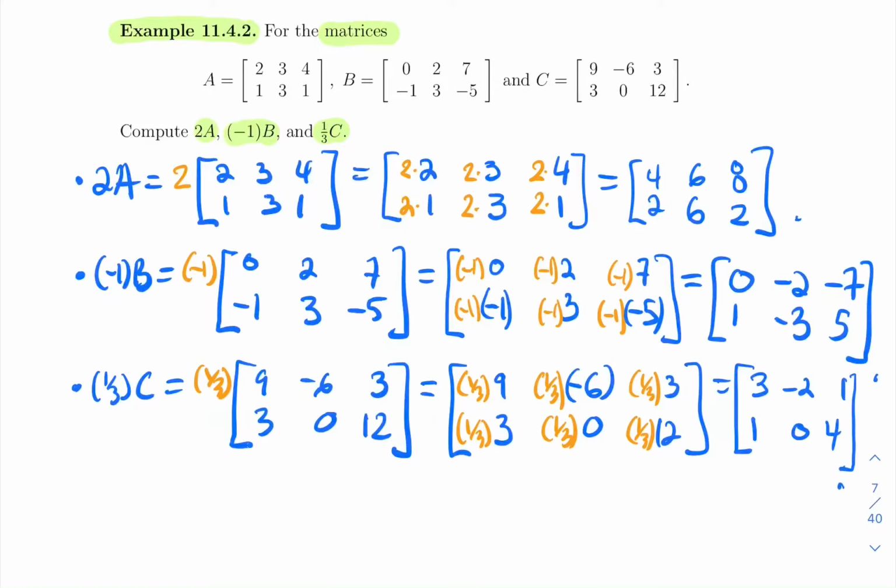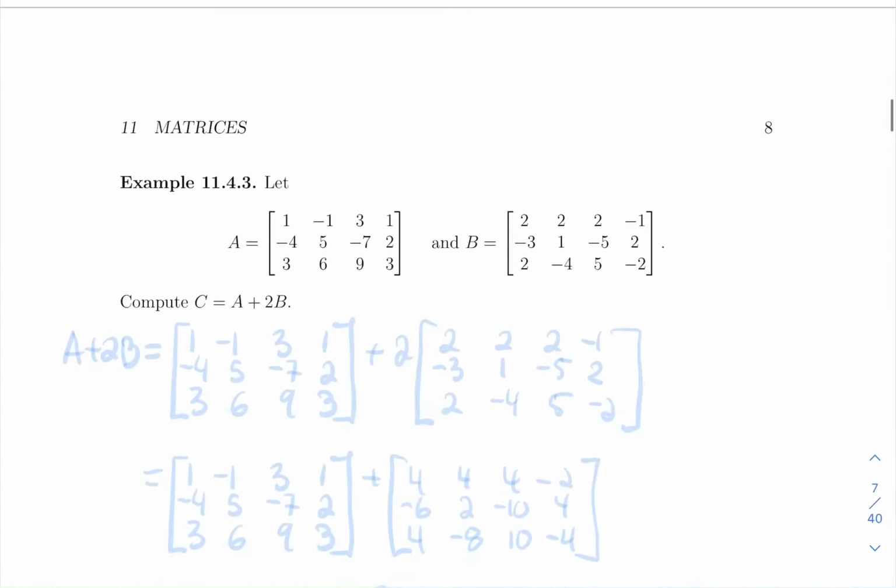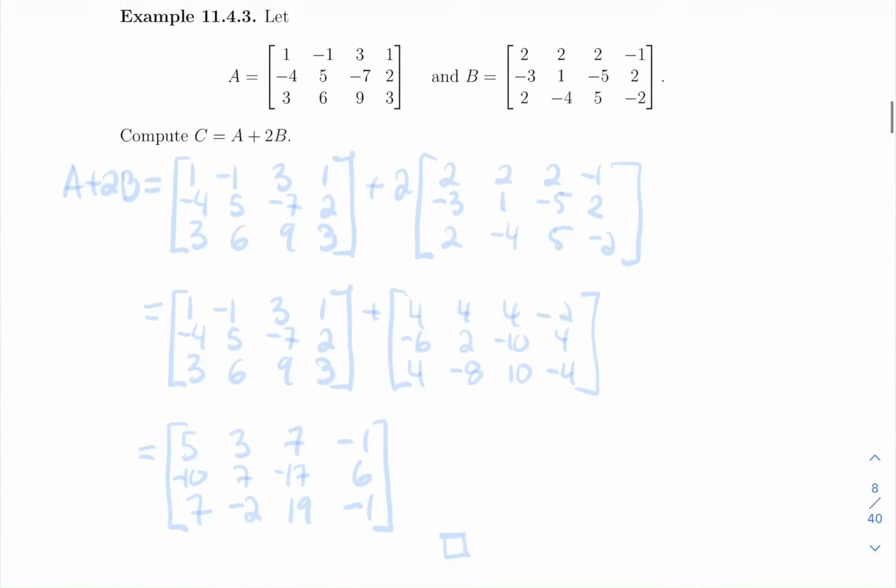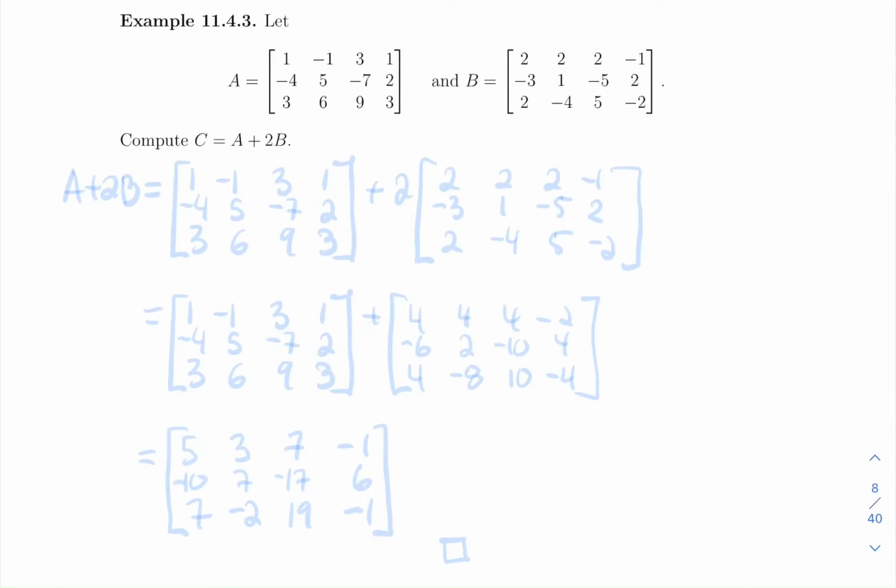So scalar multiplication is just like what we did with vectors. You just multiply every single entry by the scalar. And that's it. Now let's look at an example that combines addition and scalar multiplication. Let's compute the matrix C, which is A plus 2 times B. So A plus 2 times B.